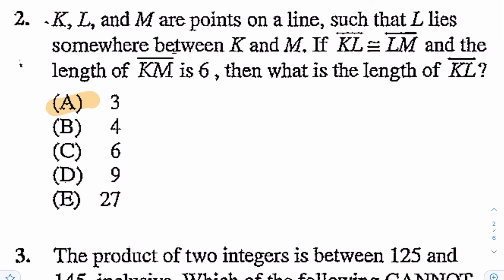All right, next for question number 2, K, L, and M are points on a line, such that L lies somewhere between K and M. If KL is congruent to LM, and the length of KM is 6, then what's the length of KL? So first, the symbol means congruent. And congruent just means the same size, same shape, same everything. Just exactly the same.